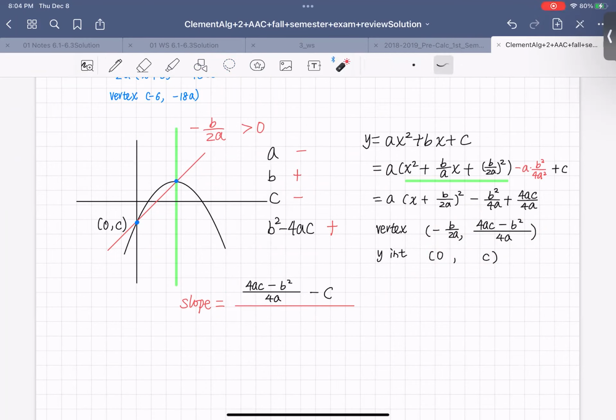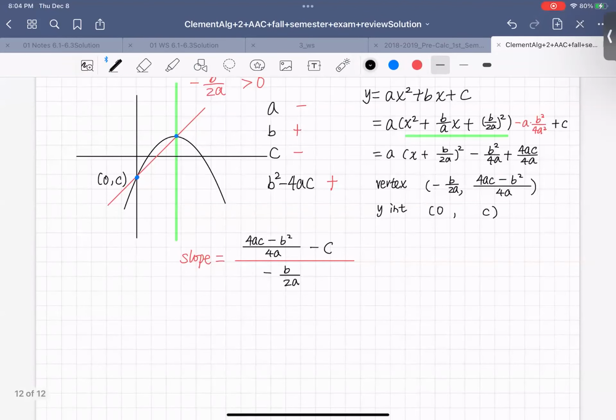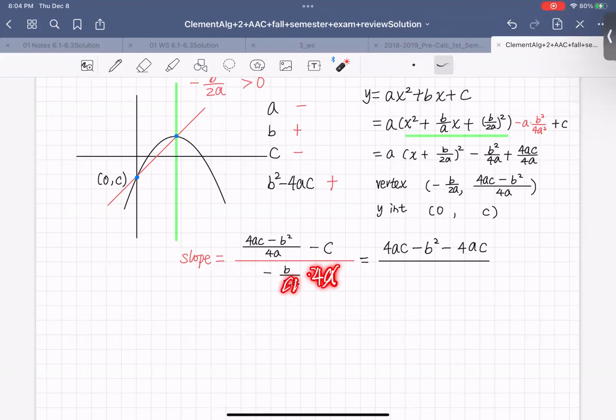Minus c over this one minus 0, which is negative b over 2a. So this becomes, times a full a for top and bottom. The top one times full a, canceled. Minus full a times c. The bottom one times full a. This guy times full a. A is gone. 2 is gone. You have a 2 left.